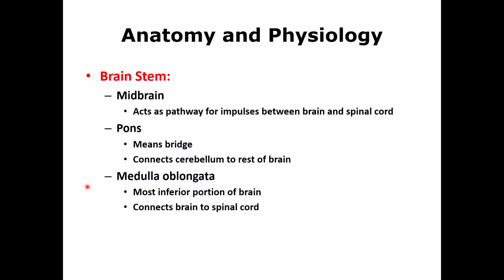Medulla oblongata is the area between spinal cord and the rest of the brainstem, and in general the rest of the brain. So these are where the vital centers are located, like heart center, vascular center, respiratory center. There is vomiting and coughing, swallowing, many other functions there.